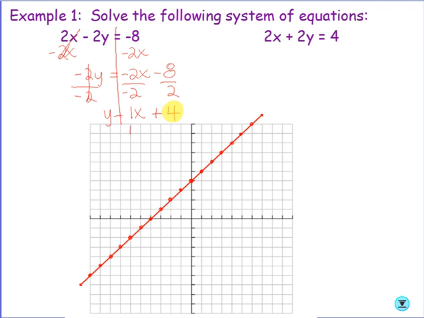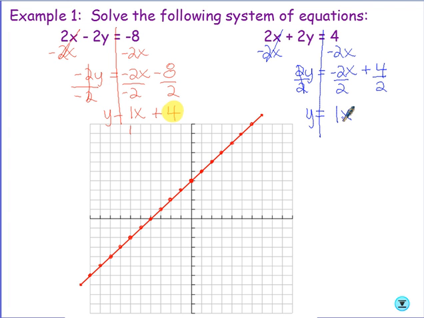I'm going to come over to this other equation. So I need to do the exact same thing. I want to move the 2x to the other side. I'm going to subtract 2x. I am left with 2y equals negative 2x plus 4. I need to get rid of this 2 by dividing. I am left with y equals negative 2 divided by positive 2 is 1x, and 4 divided by 2 is positive 2. So this time, I'm starting at positive 2.